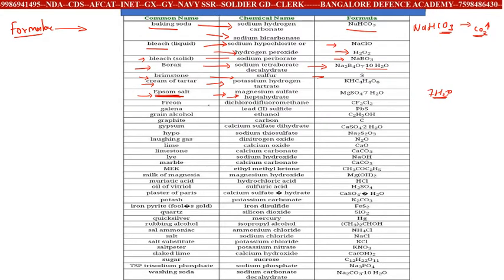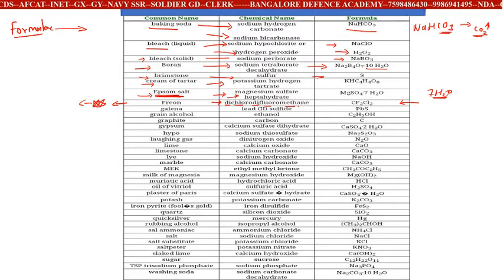MgSO4 7H2O. Very important, freon is used in your air conditioners, so they may ask you this question: give me the chemical formula of freon. CF2Cl2, this is the answer, and it is chemically called difluoromethane. Look at the name, difluoromethane. This is important. Next, galena. Galena is nothing but lead sulfide. It is denoted as PbS.